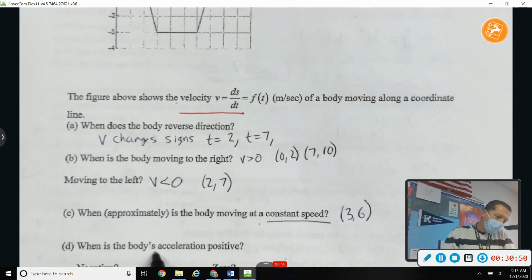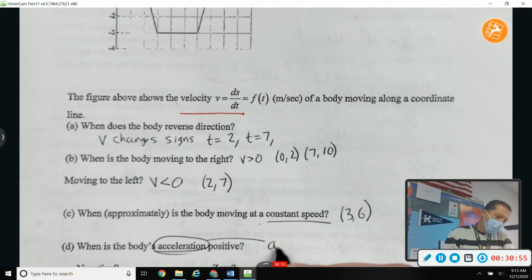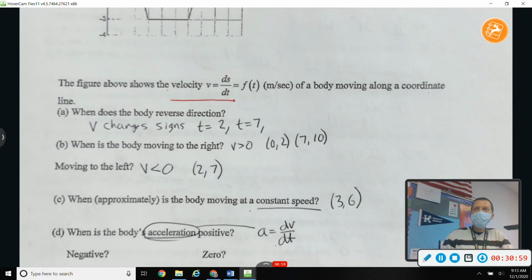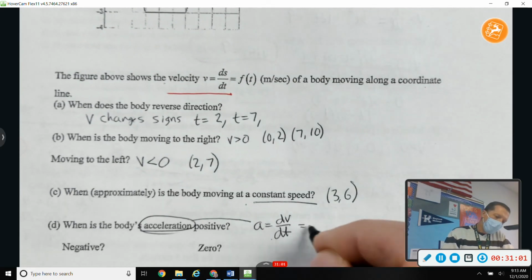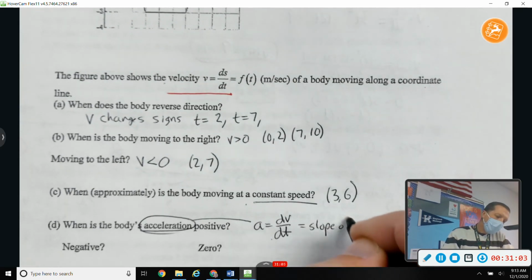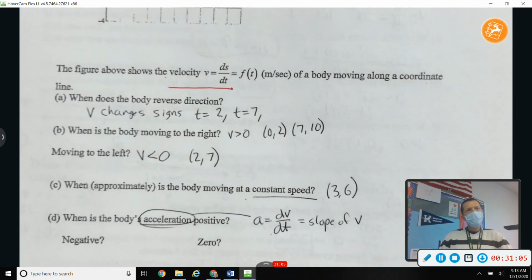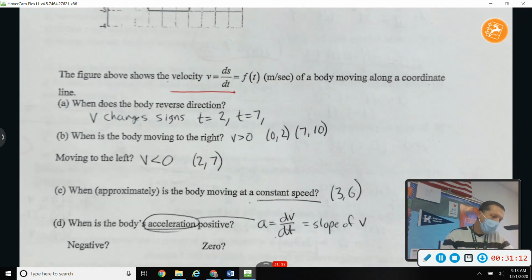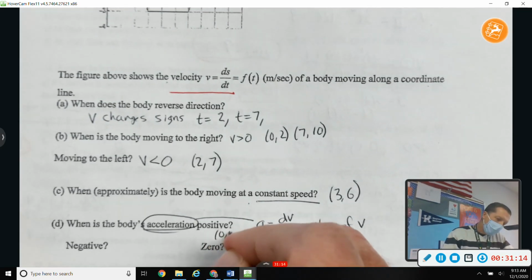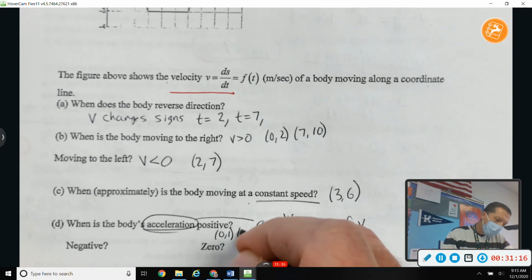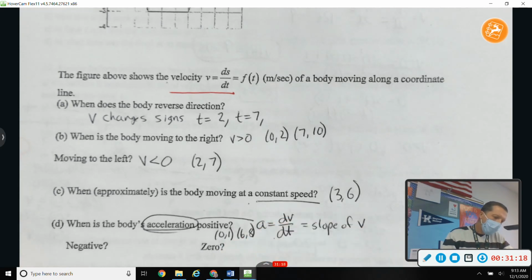When is the body's acceleration positive? Well, acceleration is dv/dt, so that's the slope of v. So the slope of the velocity. And we have a picture of the velocity. So the slope of the velocity is positive from 0 to 1 and from 6 to 8. The slope of our line is positive.